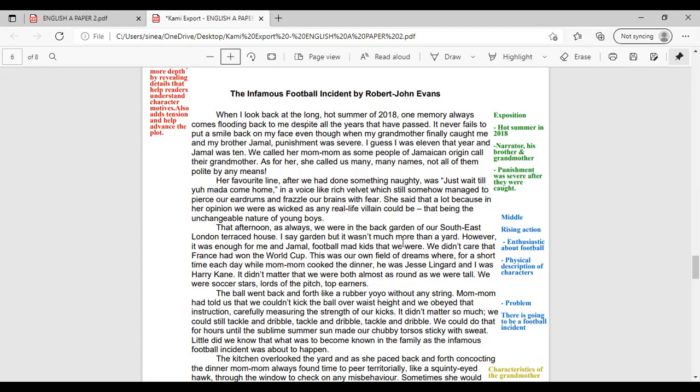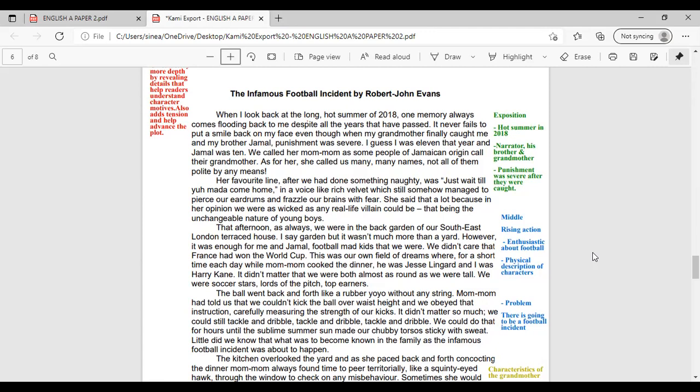So we know that in this particular story, it's a hot summer in 2018. We know that it's the narrator, his brother, and grandmother. So when we are writing our story, you can write a story either in first person or third person, right? This story was written in first person because it's personal, right? Okay, so we know that the punishment was very severe after they were caught.